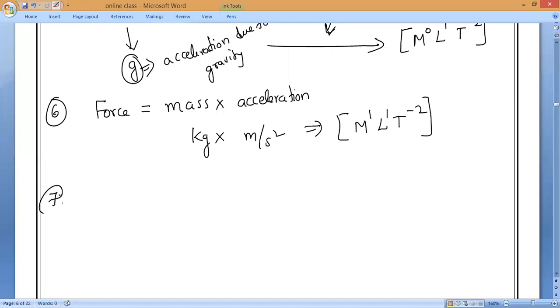Next. Let me take momentum. We all know momentum. In class 9th we studied it. Before studying Newton's second law, we studied momentum first. Formula for momentum, please. Momentum equals to.